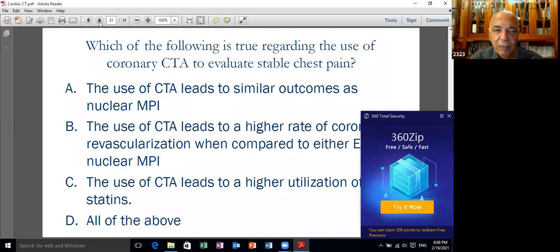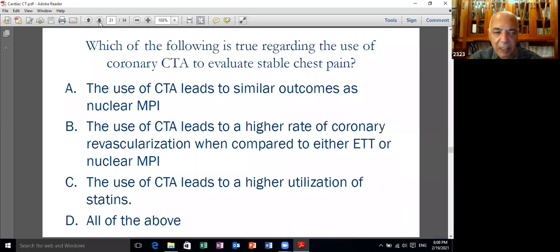Next question, which of the following is true regarding the use of coronary CTA to evaluate a patient with stable chest pain? So we are now moving from acute chest pain to stable chest pain. A, the use of CTA leads to similar outcome as nuclear myocardial perfusion imaging. B, the use of CTA leads to higher rates of coronary revascularization when compared with either exercise treadmill test or nuclear myocardial perfusion imaging. C, the use of CTA leads to higher utilization of statin. D, or all of the above.